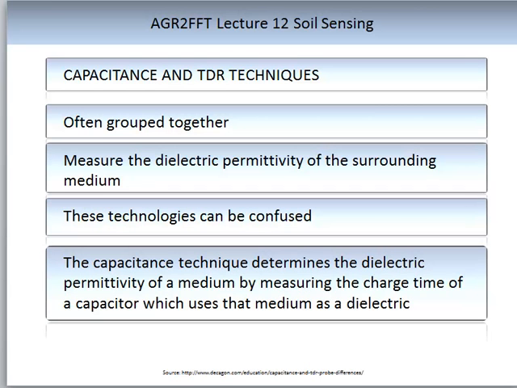Capacitance and TDR techniques are two methods that are also used as part of soil sensing technologies. They are often grouped together because the technology that underpins them is similar, but it is worth noting they are not identical. They measure the dielectric permittivity of the surrounding mediums. The capacitance technique determines the dielectric permittivity of a medium by measuring the charge time of a capacitor, which uses that medium as a dielectric.